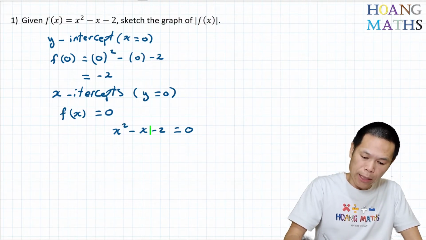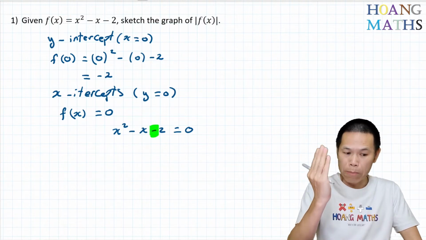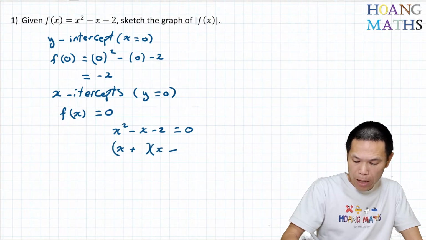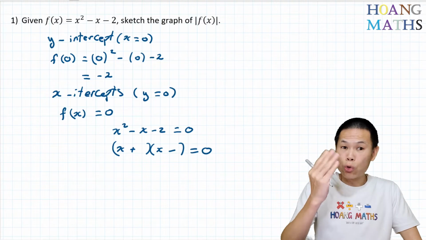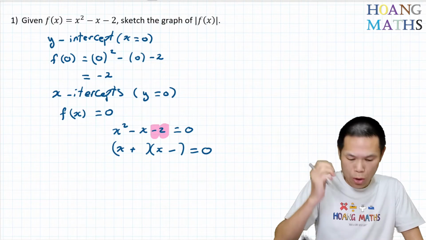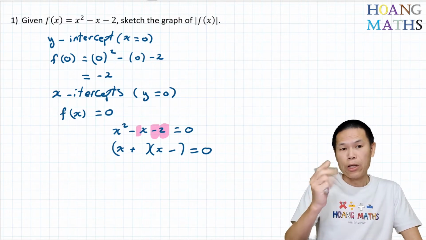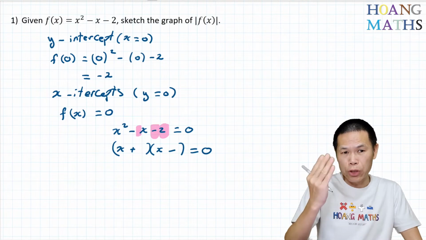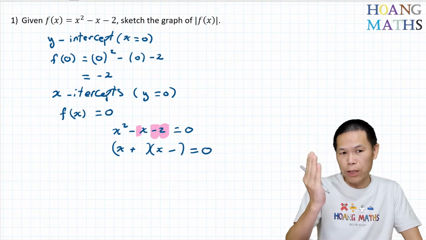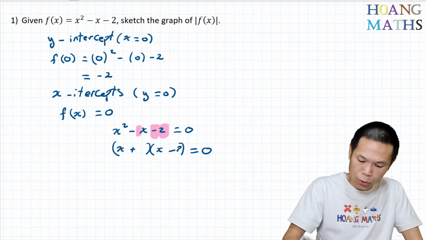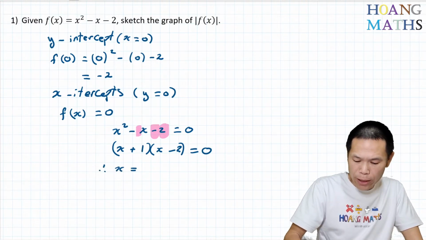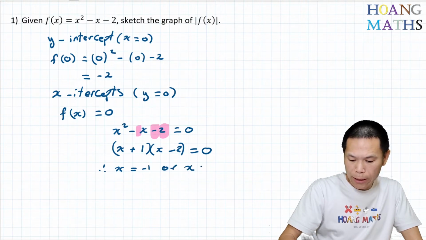Don't forget, the constant is negative, so we should have one plus, one minus. So we have (x plus)(x minus) is equal to 0. Two numbers times together to give 2, and the difference is equal to 1 because the coefficient of x is 1. So it should be 2 and 1. But it's negative x, so the negative should go with the largest value, that is 2. So 2 here, 1 here. Therefore x is equal to negative 1 or x is 2.